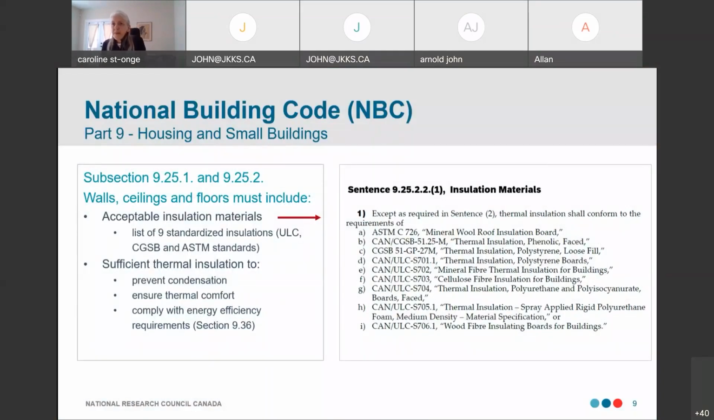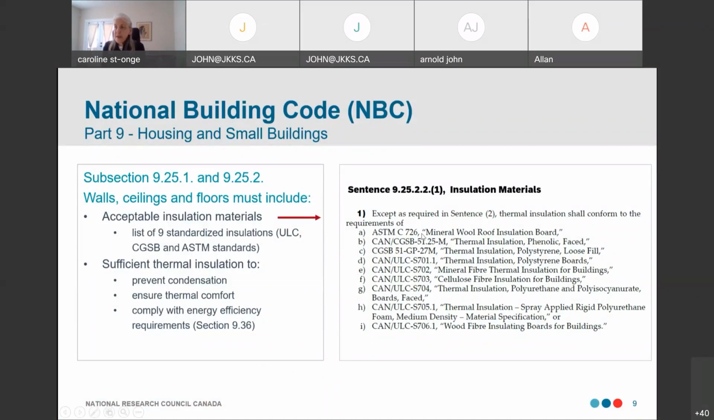So the National Building Code Part 9, subsections 9.25.1 and 9.25.2, require that walls, ceilings, and floors must include an acceptable insulation material, which are listed here under sentence 9.25.2.2(1). So they are all listed here.